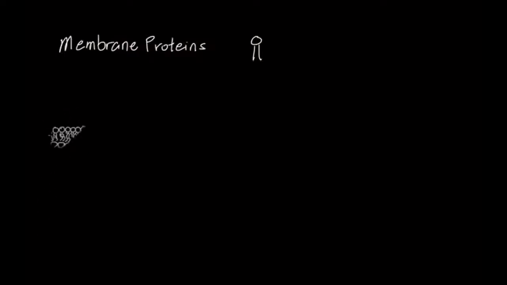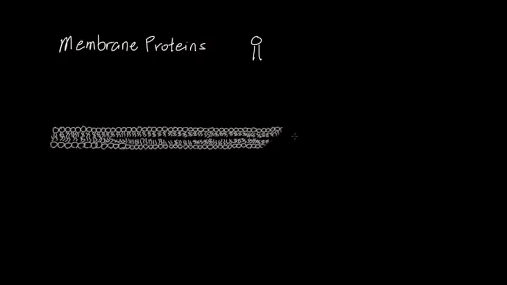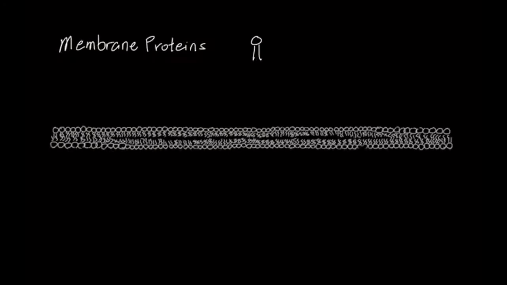So over here, I've pre-drawn a lipid bilayer, and it'll look something like this. It'll be made up of a lot of these small phospholipids that we've drawn above, and it'll make up our bilayer. So you can see that there are two layers of these phospholipids.